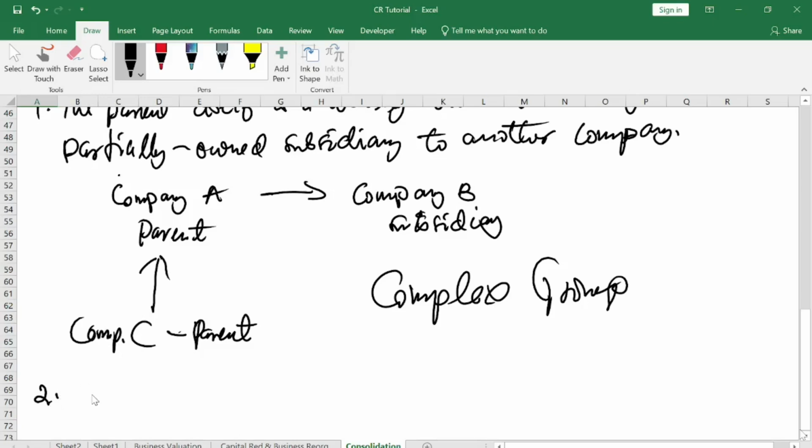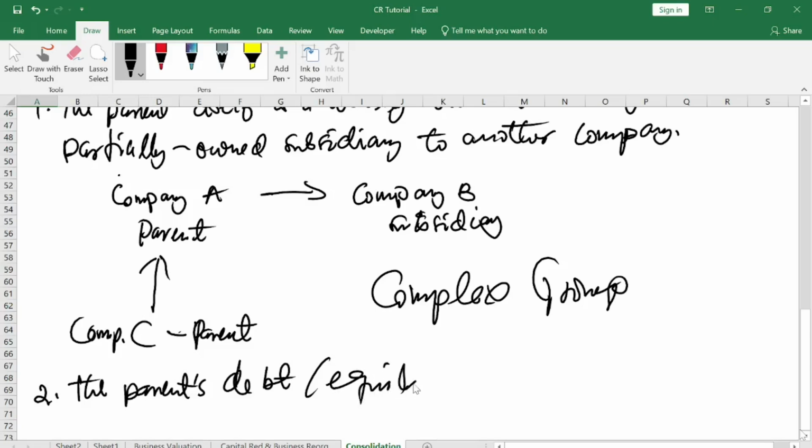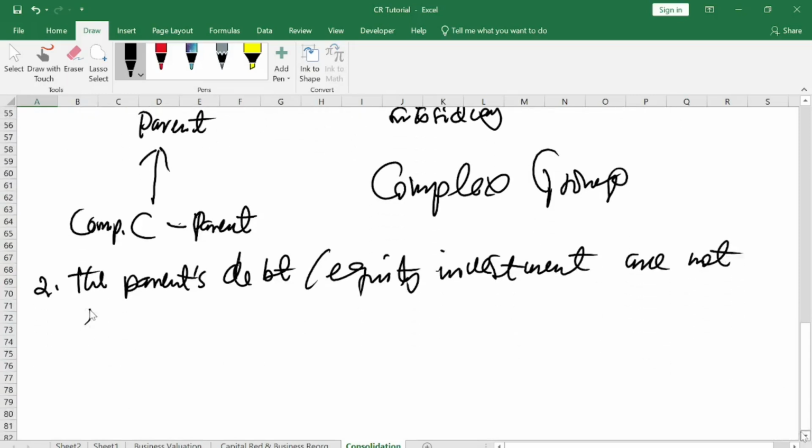And then two, the parent's debt or equity investment are not traded in the public.